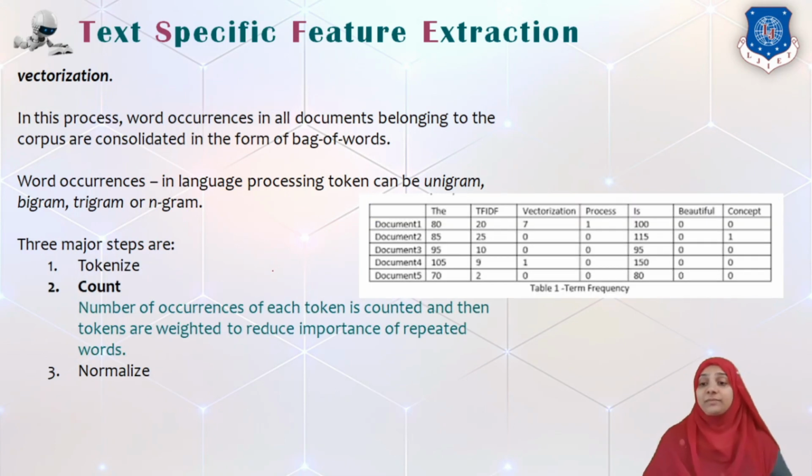And when we count, we count at the end how many times a particular word appears. So the number of occurrences of each token is counted. Say for example, it is a huge paragraph of a review in which "the" is appearing in the first review 80 times. We have the term TF-IDF 20 times in a given review. And the word vectorization is appearing 7 times in a review. So here we are basically building the count of each and every word, and we finally normalize it.